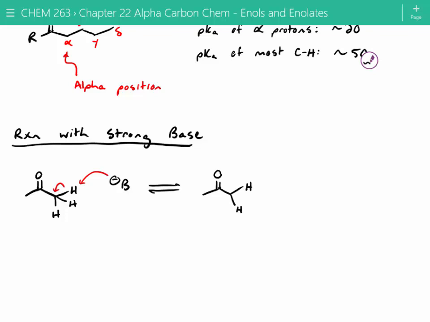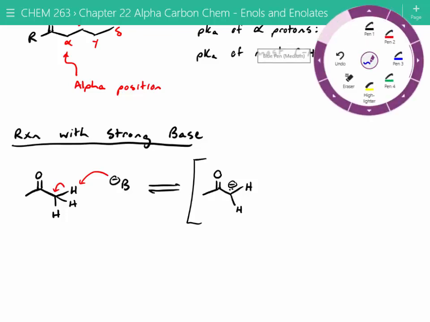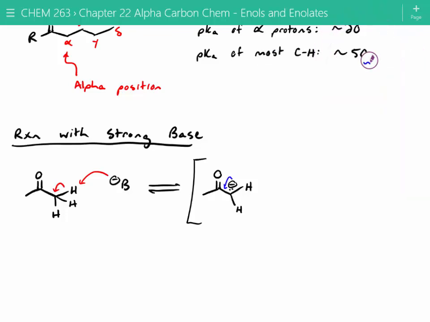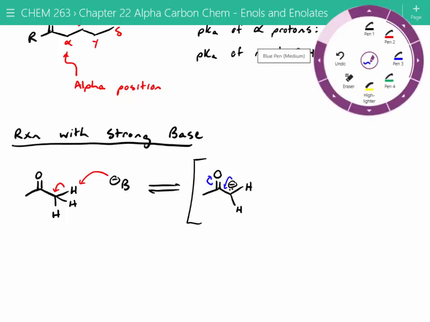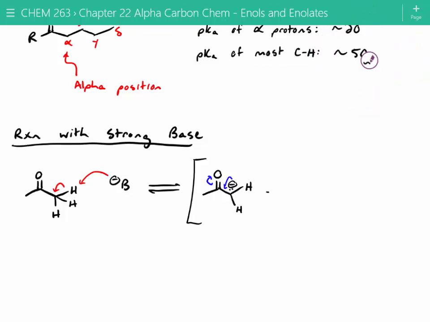So now we have a carbanion, and this carbanion can delocalize and kick electrons up to that oxygen. There we go, it has a negative charge now.